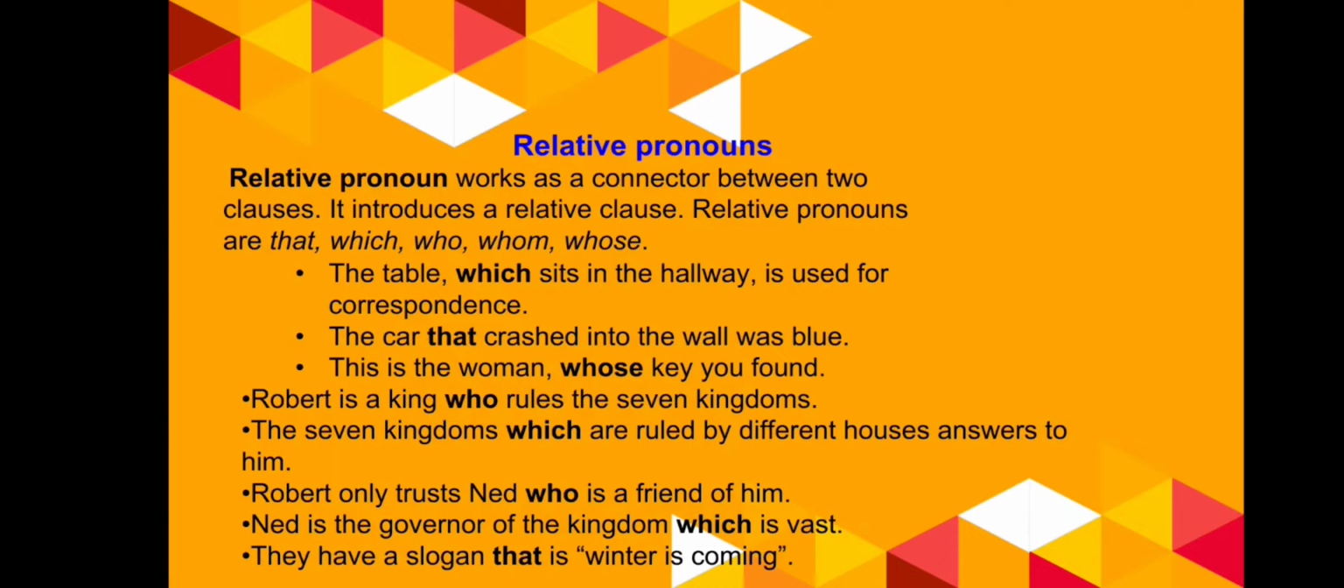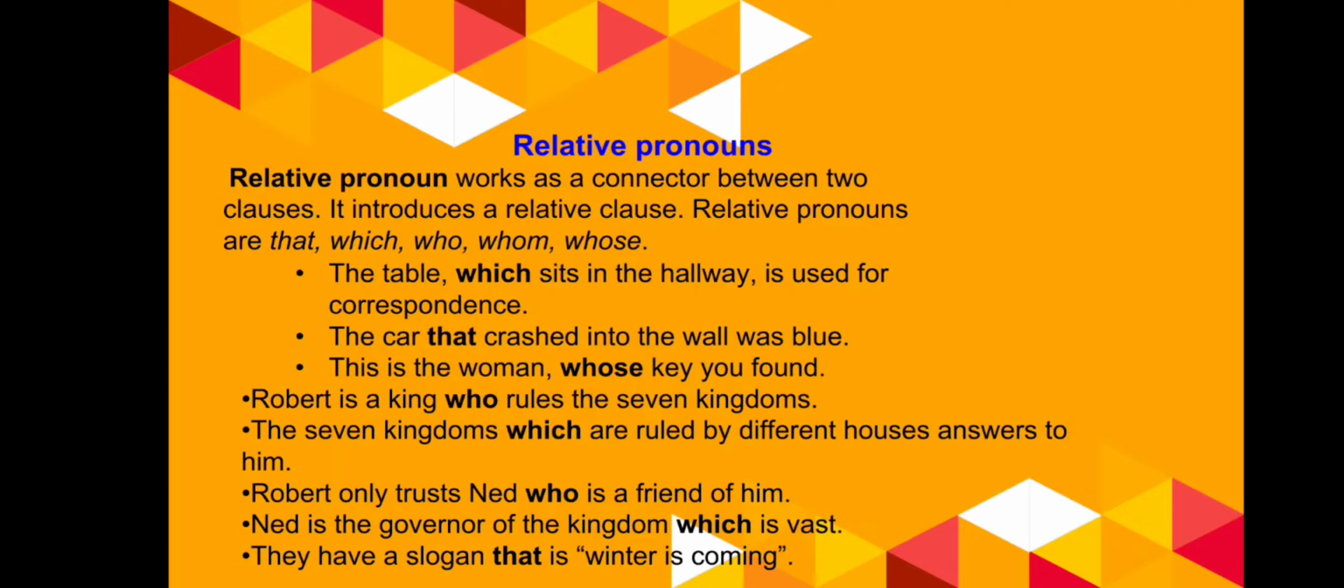Robert is a king who rules the 7 kingdoms. Here in this sentence, the word who is a relative pronoun. It is used to refer the word king. The word king is a noun which is used earlier in the sentence. The 7 kingdoms which are ruled by different houses answers to him. Here in the sentence, the word which is a relative pronoun and it refers to the 7 kingdoms. 7 kingdoms is a noun.